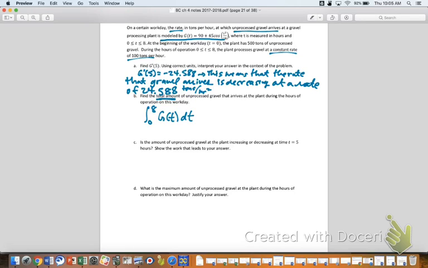Before we use the calculator and figure out what that is, I want to ask you one other question. Do we have to consider how much gravel was there at the start of the day? Because there was 500 tons, right? So do I need to add 500 to this? No. Why not? We're asking for the amount of change, right? And the 500 is not the amount that changed. That's how much was there before the day started. So we don't want to consider anything other than just the definite integral of G of t.